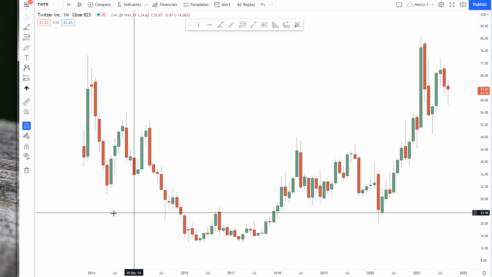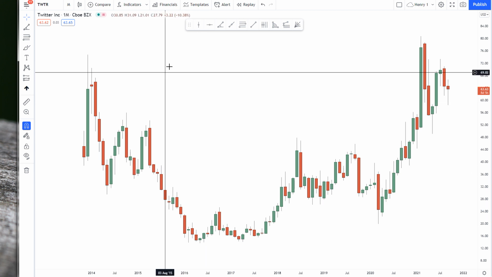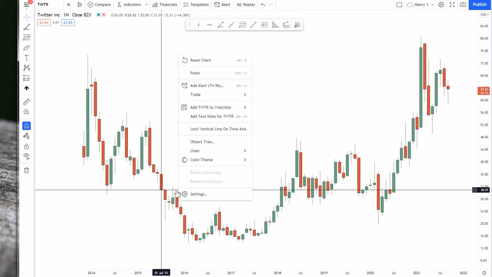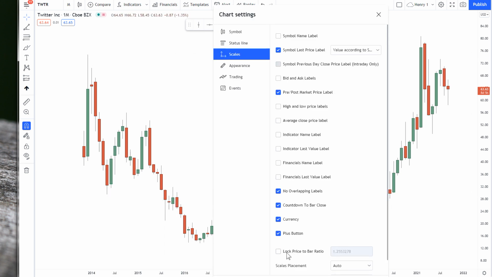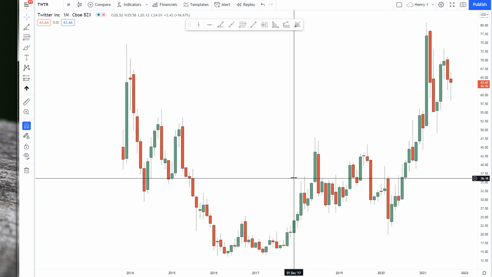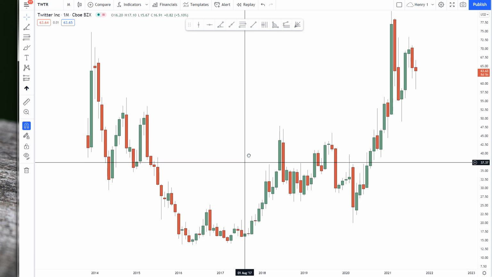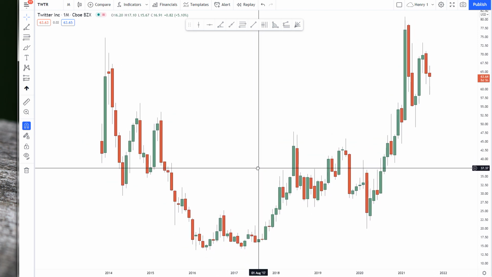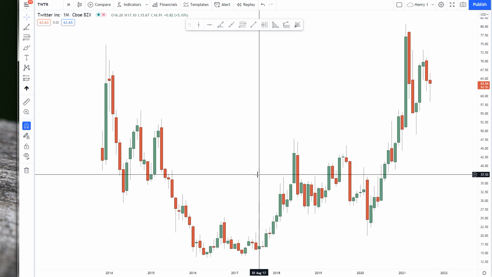Now, here's the thing. This is the tradingview.com charting platform. So by right-clicking on the chart right there, I can go to settings and I can click on lock price to bar ratio and set that to 1. Which means my chart is now set to a scale of 1 to 1, and it's locked in there so I can move it around. It's not going to change the scale. So when we're set to a 1 to 1 scale, that means the chart is squared. So if I draw a 45-degree angle, for instance, that angle is going to be a 1 by 1 angle, which I'm sure is quite familiar. The concept of that is probably quite familiar to a lot of you.